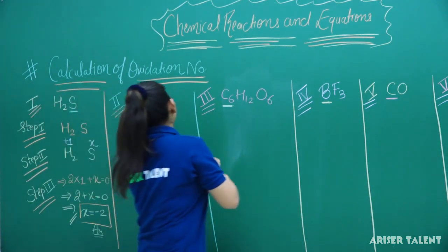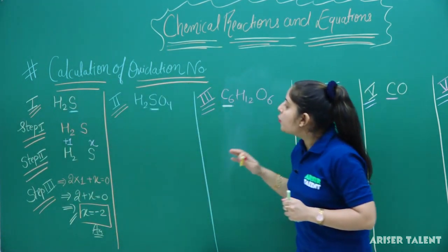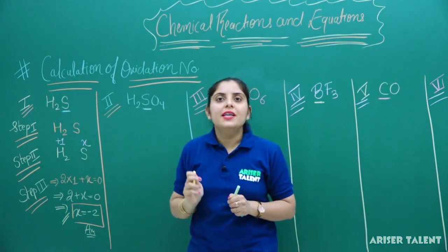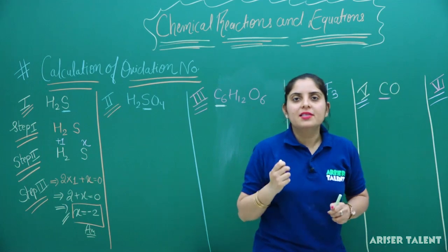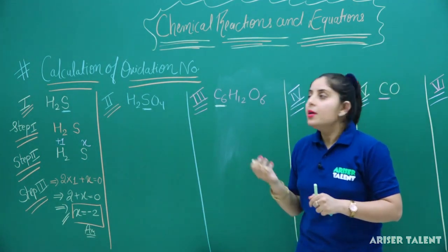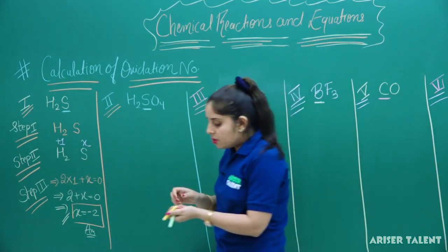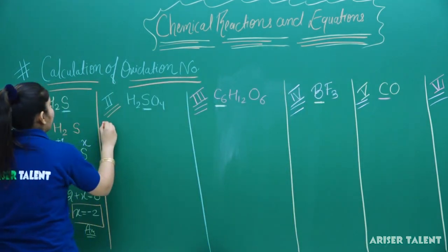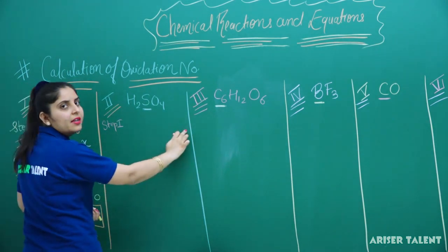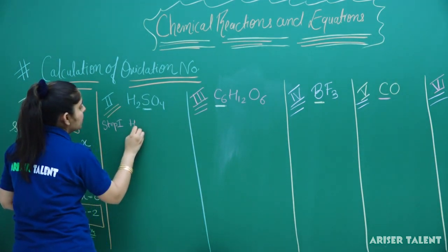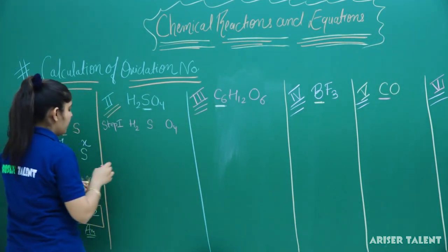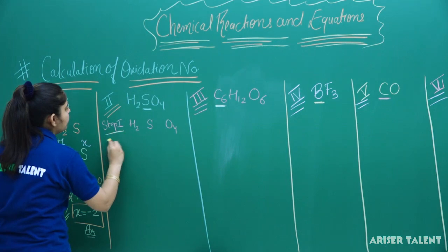Now proceeding to our next element, we have to calculate the oxidation number or oxidation state of sulfur in case of sulfuric acid. Now we will follow the similar steps and try to find out the oxidation state of these elements. So again we have step number 1. We will write the individual elements over here, H2, S and O4. This is our step number 1.